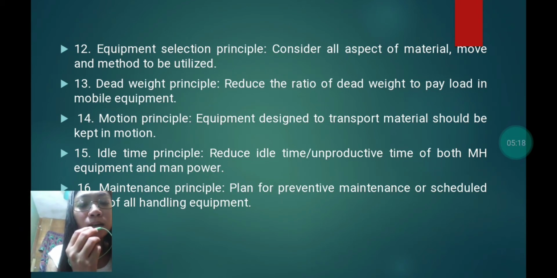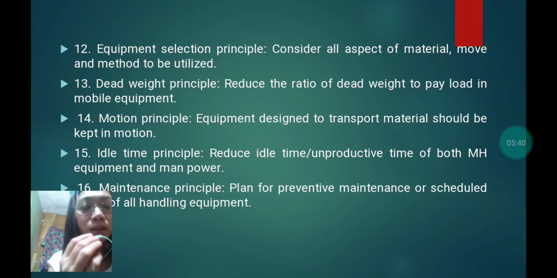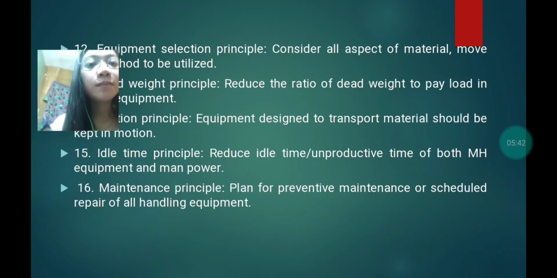15, idle time principle. Correct me if I'm wrong about the pronunciation. Reduce idle time, unproductive time of both MH equipment and manpower. And 16, maintenance principle. Plan for preventive maintenance or scheduled repair of handling equipment.